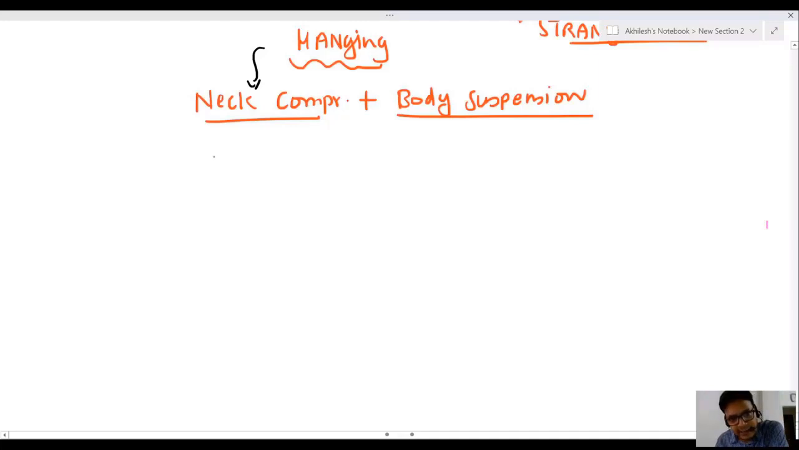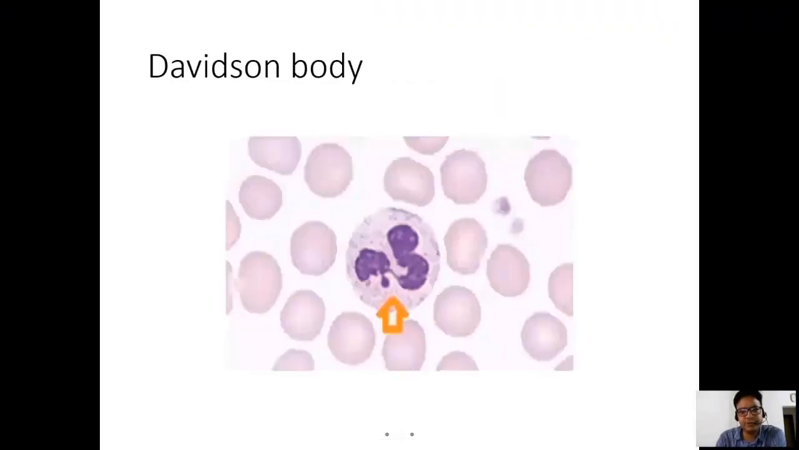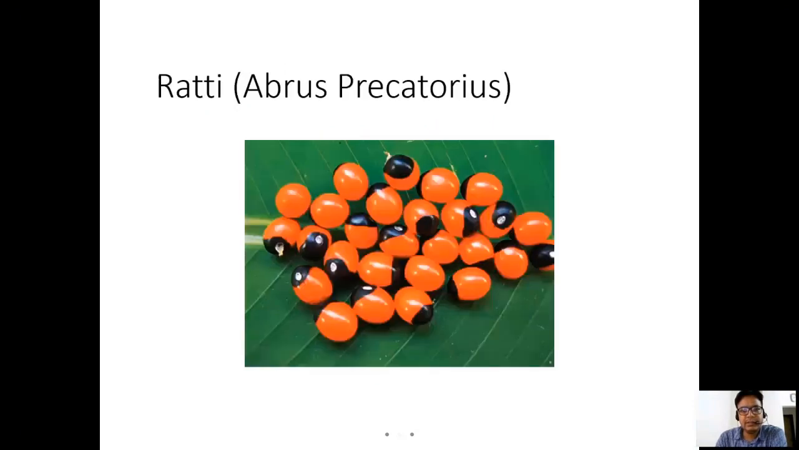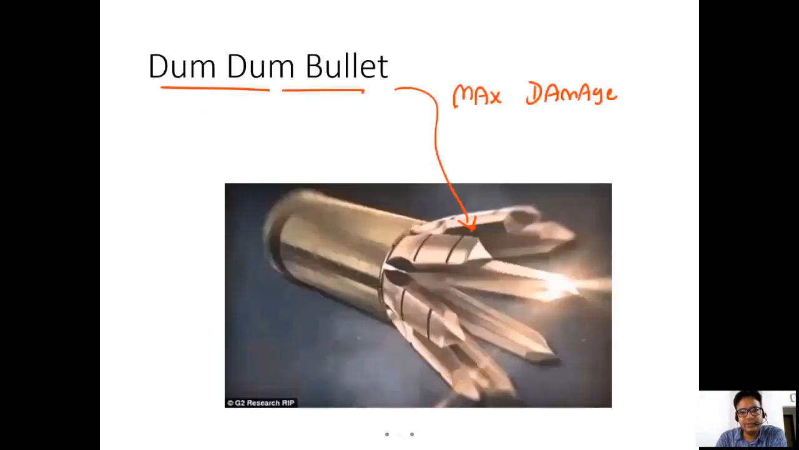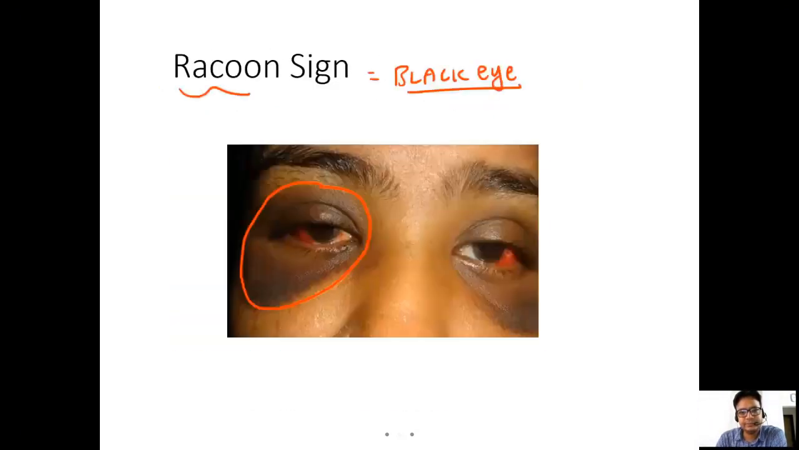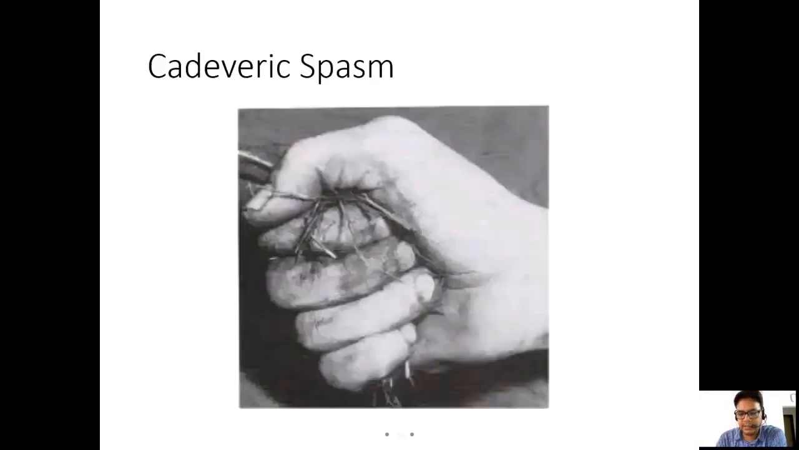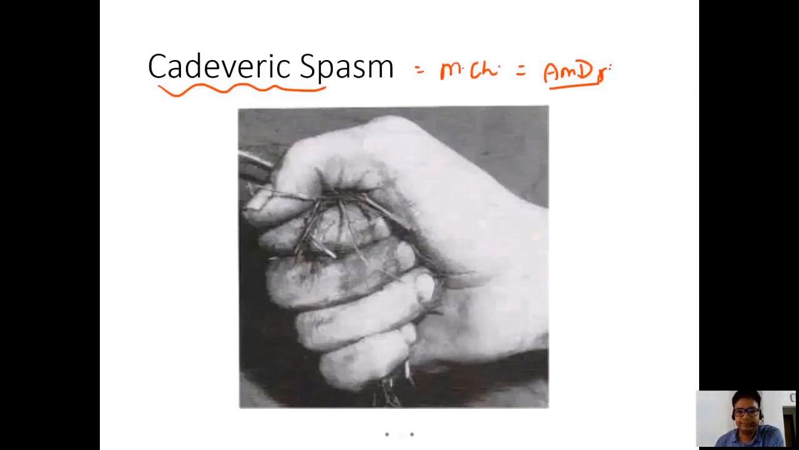Sir, mostly hanging is suicidal. Sir, this was washerwoman hand, I have shown you this picture. And this image, which I didn't show you, is cadaveric spasm. I told you, it is the most characteristic finding of antemortem drowning. Okay, anyways.